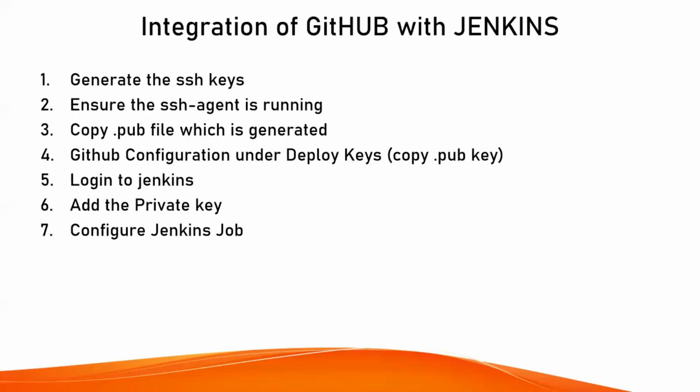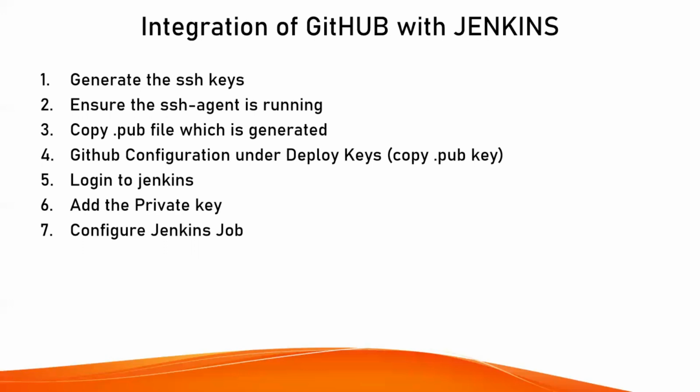Moving to the next one, the integration of GitHub with Jenkins. What steps do we need in order to integrate the GitHub repository with Jenkins? The first step here is to generate an SSH key. We need to ensure that the SSH agent is running on the server. In our demo session, we are going to use an AWS EC2 instance, so I'm going to make sure that my SSH agent is running on the EC2 instance.